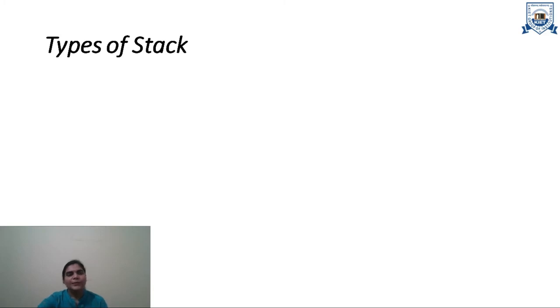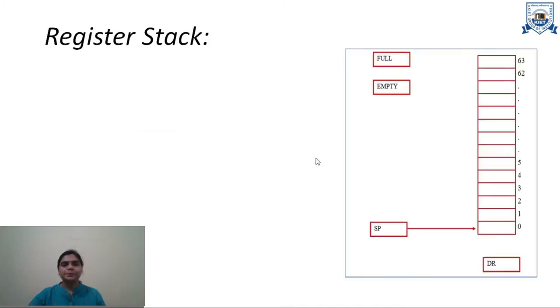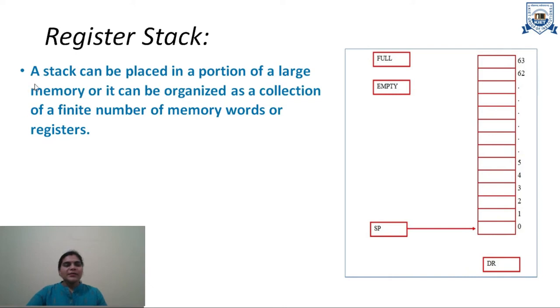Now, what are the types of stack available in computer organization and architecture? There are two types of stack. One is the register stack, the second is the memory stack. A register stack can be placed in a portion of a large memory, or it can be organized as a collection of a finite number of memory words or registers. For a register stack, a finite number of registers or memory words are taken to form the register stack.